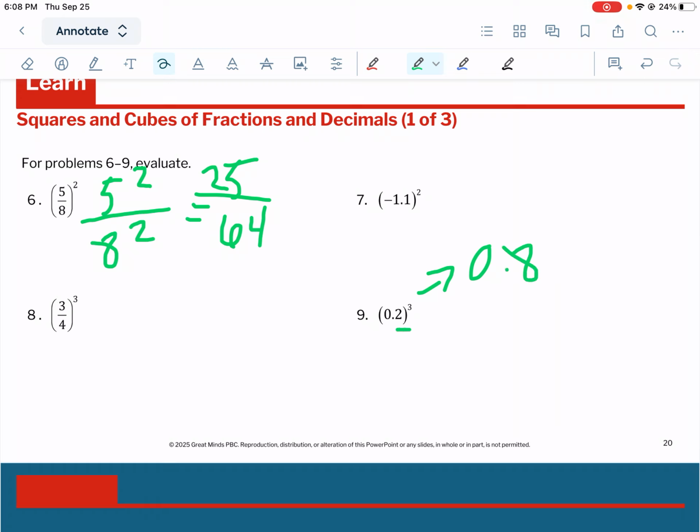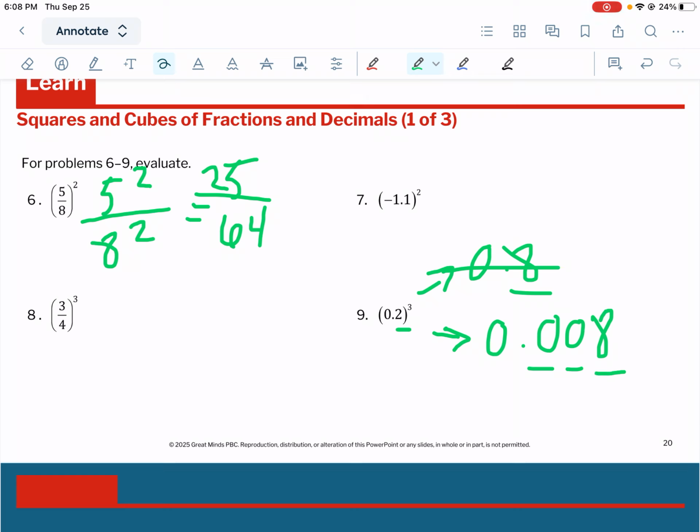The reason being is because we have one decimal place here, and if I'm going to raise this number to a cube value or a squared value, then I'm going to have to add another decimal place every time I multiply it. So since I'm multiplying it 3 times in total, I also need to have 3 decimal spaces, not 1. So our answer to 0.2 cubed will be 0.008, and we have 3 decimal places.